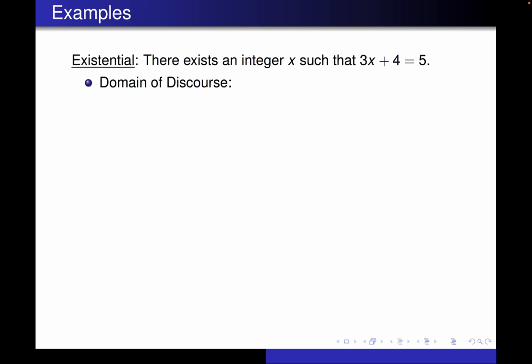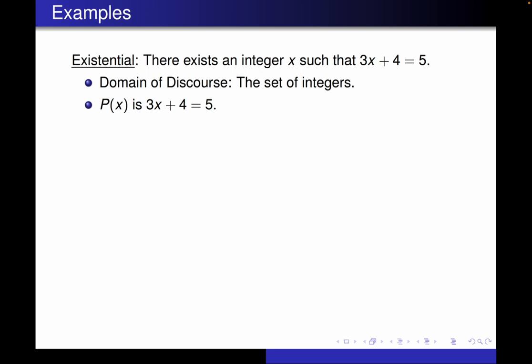All right, so let's look at some examples. If we want an existential statement, we actually had one in our set of examples before: there exists an integer x such that 3x + 4 = 5. So in this case, our domain of discourse, what are we talking about? Well, we're talking about integers, so our domain of discourse is the set of integers. Our P of x is 3x + 4 = 5.